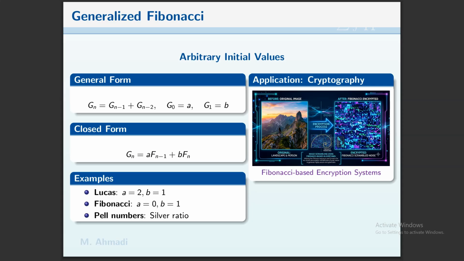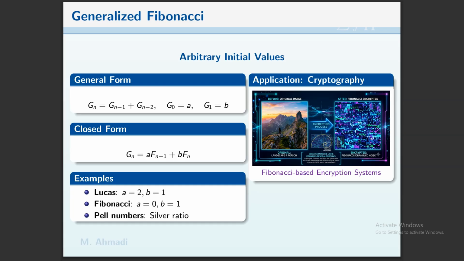And also the general Fibonacci with arbitrary initial values. We can form a generalized Fibonacci sequence. The general form is Gn equals Gn minus 1 plus Gn minus 2 with the initial values G0 equals A and G1 equals B. So the closed form is Gn equals A multiplied by Fn minus 1 plus B multiplied by Fn. For example, if A equals 2 and B equals 1, then the generalized Fibonacci is the Lucas sequence. Or if A equals 0 and B equals 1, then the generalized Fibonacci is the traditional Fibonacci.